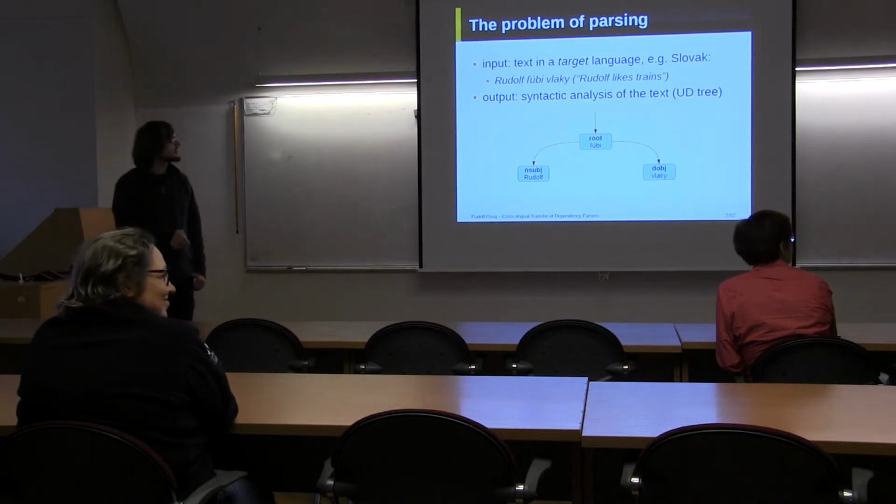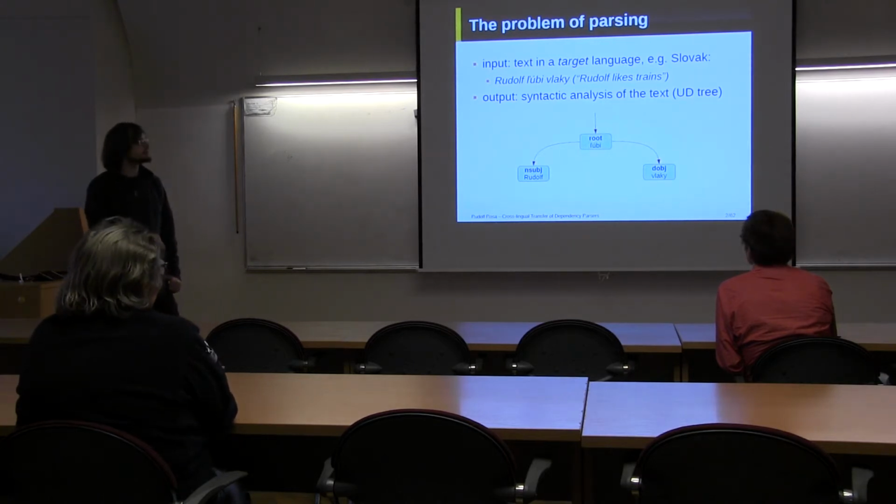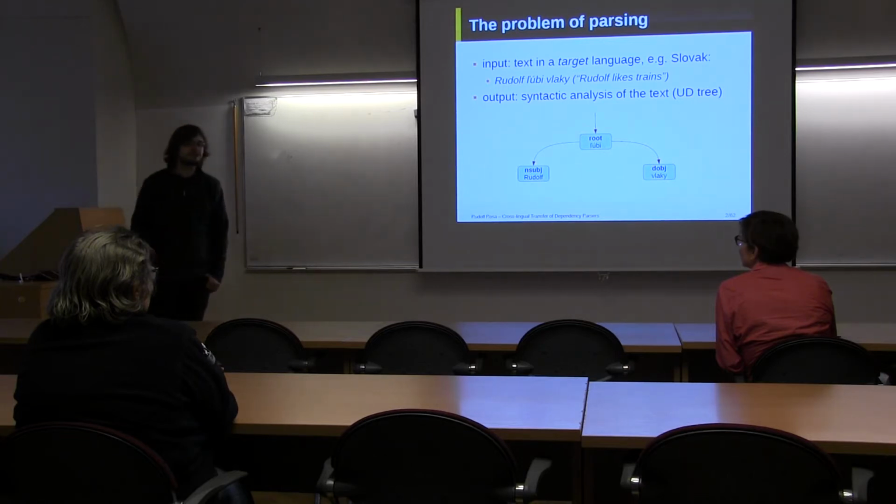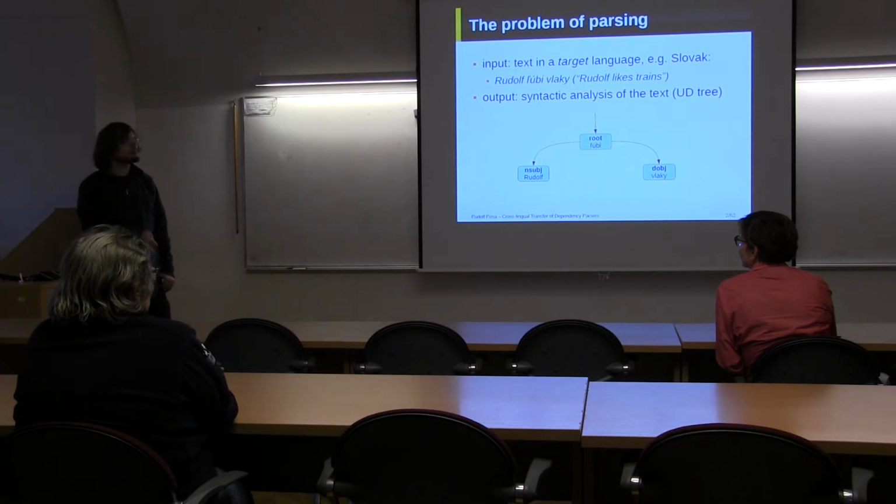And that Rudolf is the nominal subject of the sentence, and depends on the verb. And the same with vlaky, which depends on the verb, but is the direct object in the sentence. So this is what we want.